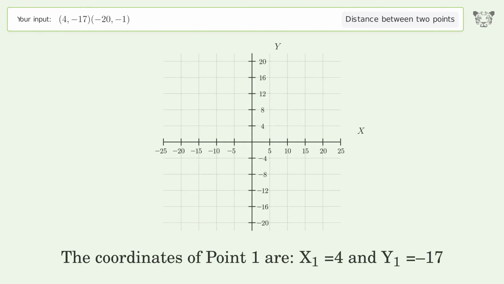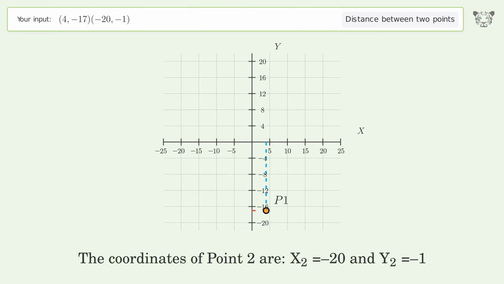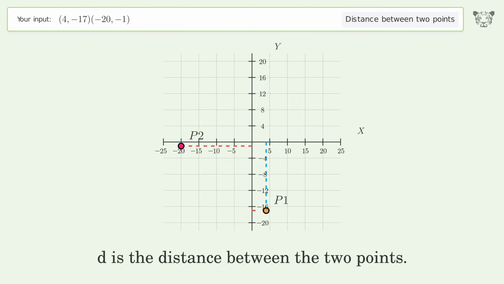The coordinates of point 1 are x1 equals 4 and y1 equals negative 17. The coordinates of point 2 are x2 equals negative 20 and y2 equals negative 1. D is the distance between the 2 points.